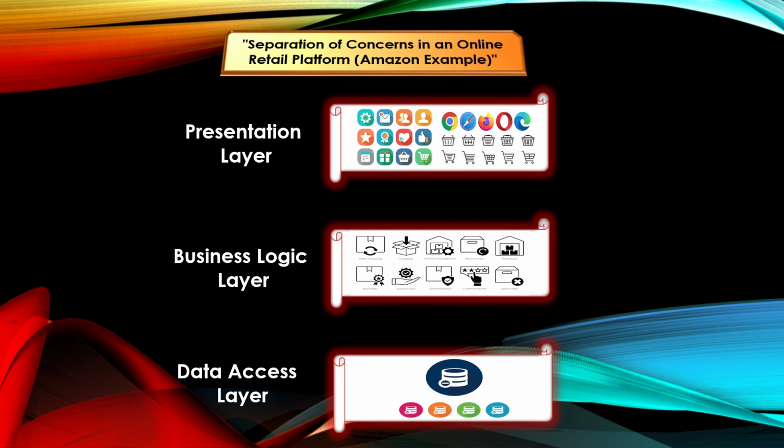This clear separation means that changes in the user interface, like a website redesign, can be made independently without impacting order processing or data handling. Similarly, updates to business rules occur without altering the presentation or database interactions. For instance, if Amazon revamps its website or introduces a new mobile app, those changes remain confined to the presentation layer, ensuring the underlying system remains stable and effective.